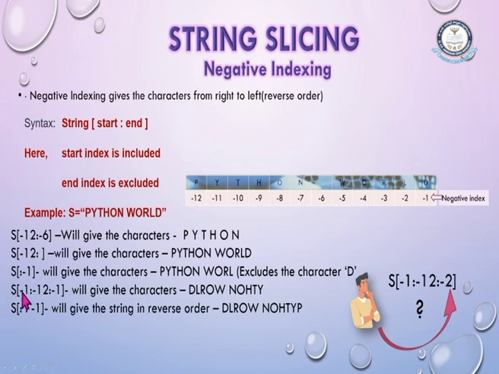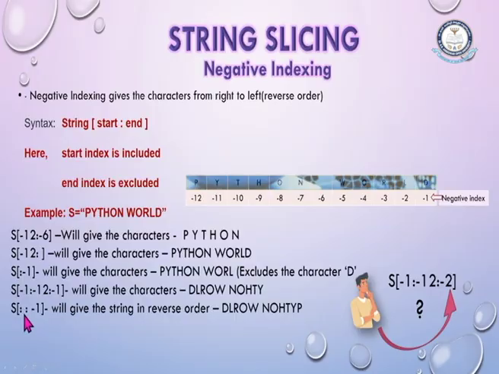This is very interesting. We are starting from -1 and moving towards the end index, that is -12. The end index is mentioned as -12, but the step is clearly mentioned as -1. Every time it will increment the index by -1. So now you are going to get the characters from -1 to -12, that means in exactly reverse order.